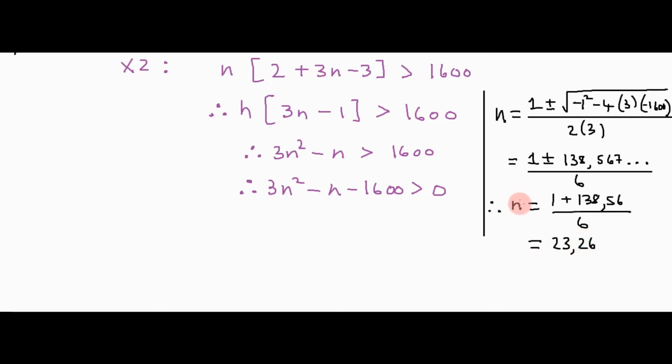Now, as we said, n is a natural number. It can't be a decimal. And in any case, we had to solve this inequality. So using our answer here, we see that n must be greater than 23,26. And n being a natural number, the smallest natural number greater than 23,26 is 24. So n equals 24.